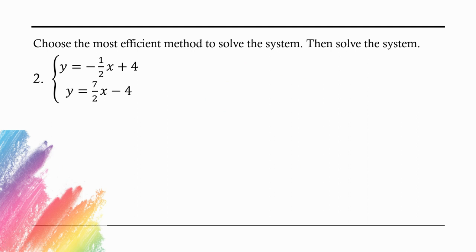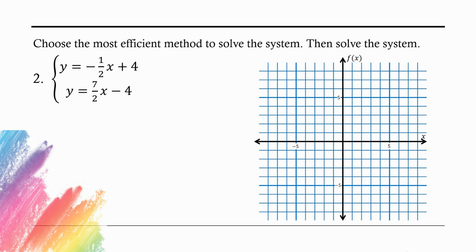Number 2, notice that both of those equations are in slope-intercept form. So this one, the most efficient way to solve would be by graphing. So I'm going to start by graphing my first equation, y equals negative 1/2 x plus 4. The y-intercept is 0, 4. And then our slope is negative 1 over 2. So I'm going to go down 1, right 2, and I'm going to continue that until I run out of grid, because if I'm solving by graphing, it's really important that my graph is very precise.